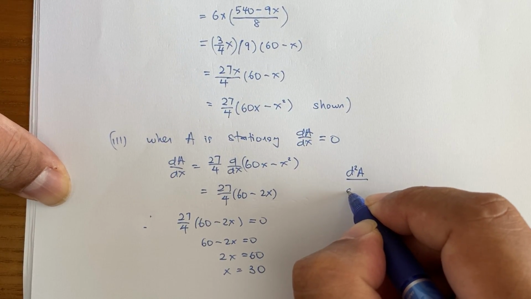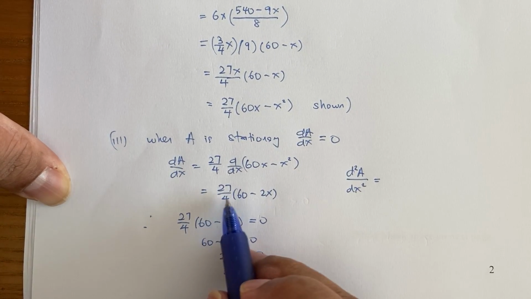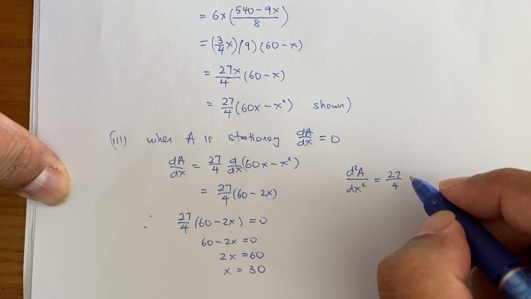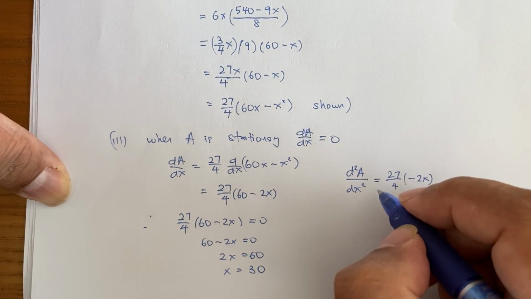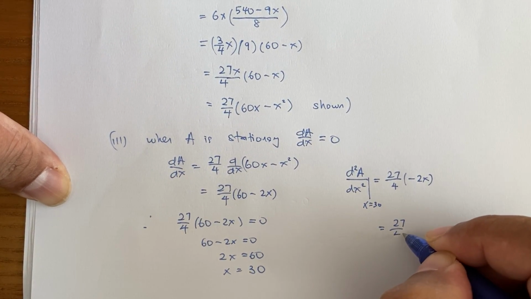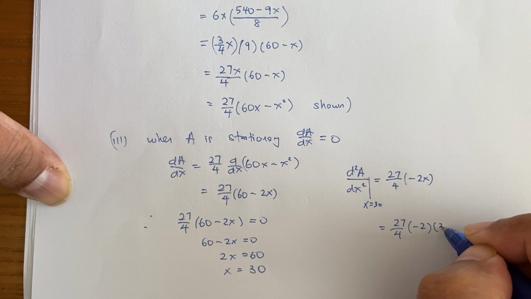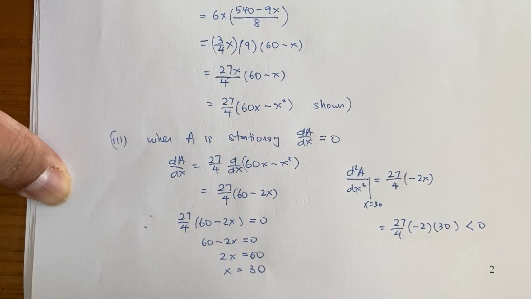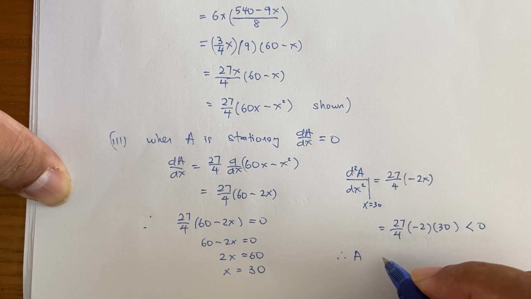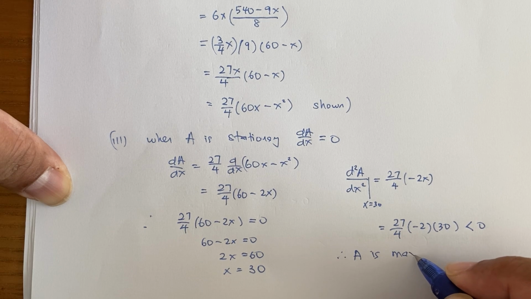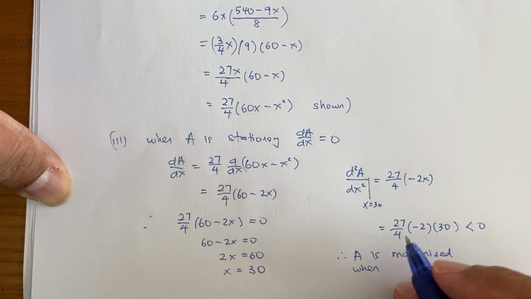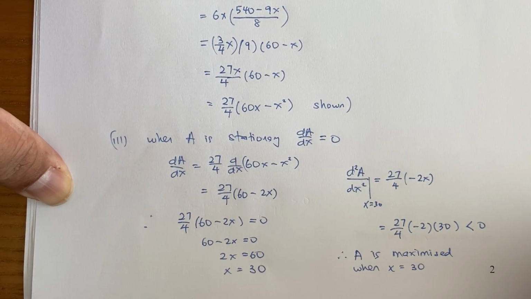d squared A over dx squared. Of course, this is just a factor, so I know that this is 27 over 4, and this will be minus 2. Again, I use x equals 30. So 27 over 4 times minus 2 times 30. Now this value will definitely be less than 0. So I know that A is maximized when x is equal to 30.